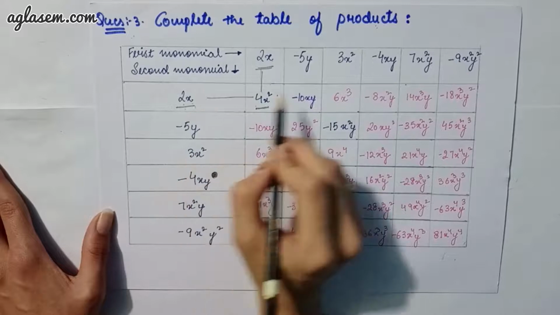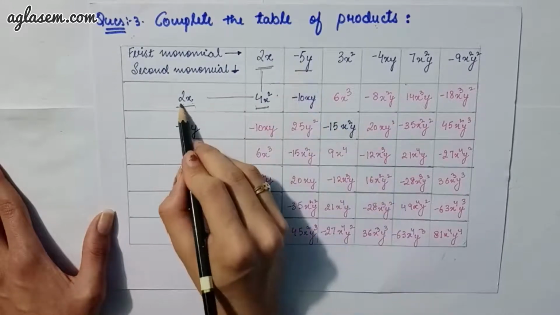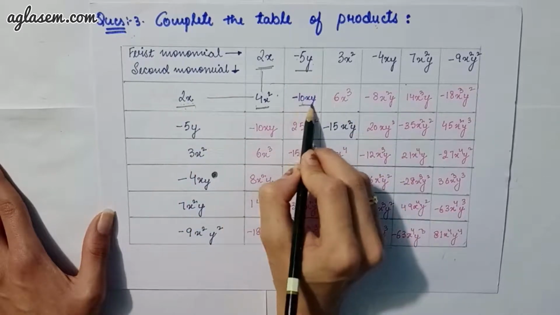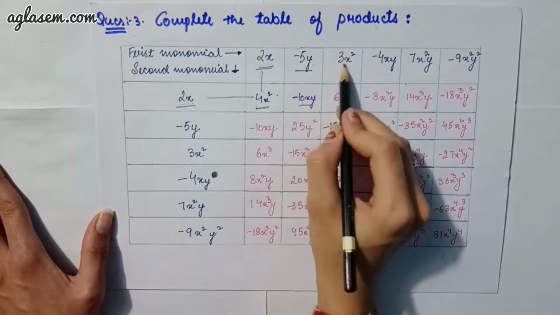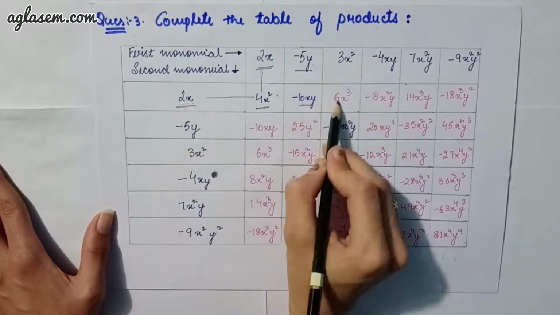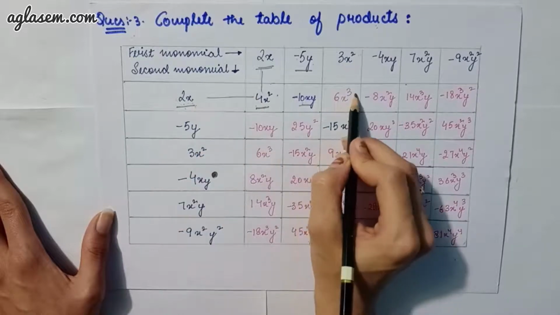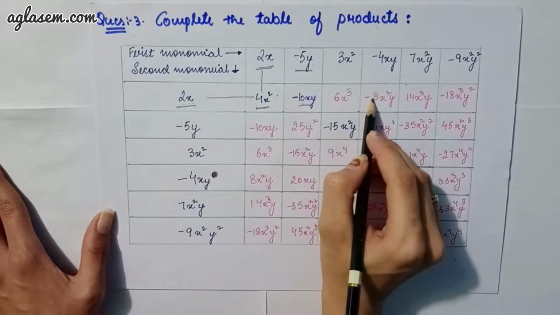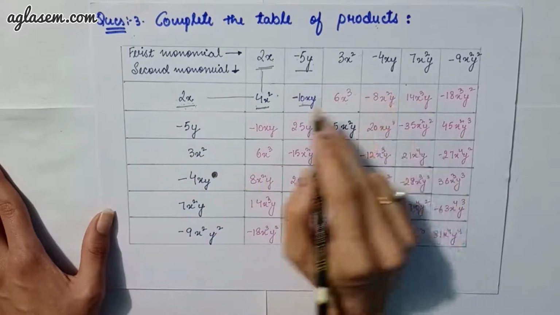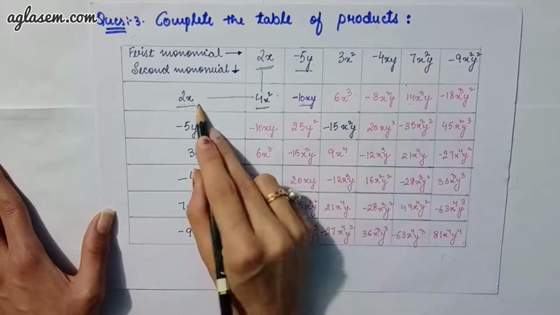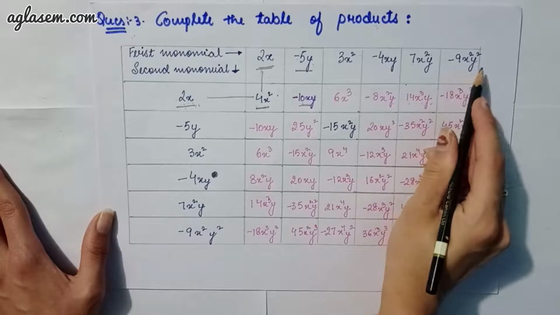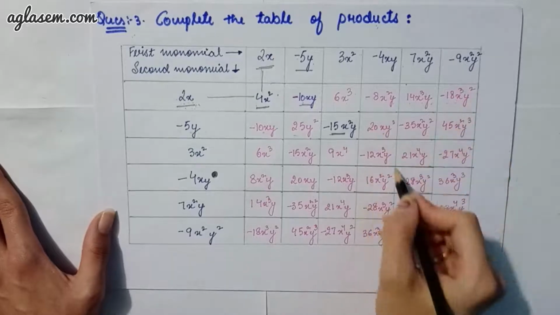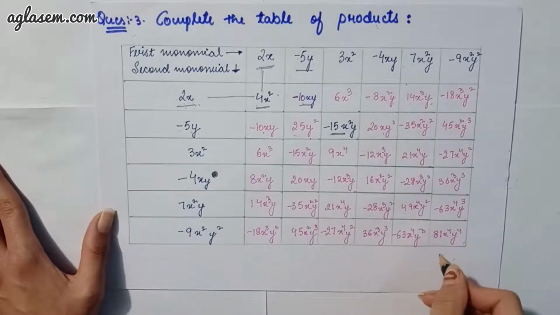Now, this 2x will multiply by minus 5y. It means 5 2's are 10. Minus and plus, which means minus. X into y, which means xy. Moving to a third part, which says 3x square into 2x. 3 2's are 6. X square into x, we will get x cube. 4xy into 2x, which means 4 2's are 8. That is minus 8. X square and y. 7 2's are 14, x square y and x, which means x cube y. Minus 9x square y square multiplied by 2x, which means minus 18 x cube y square. By solving this, we will get the answer easily.